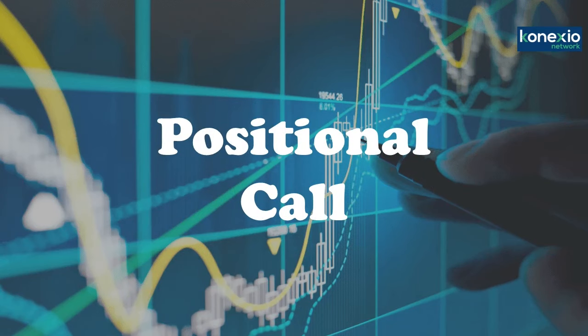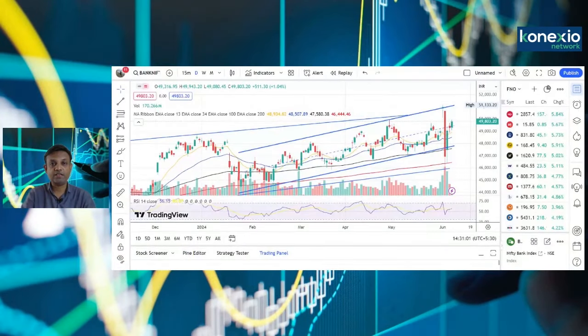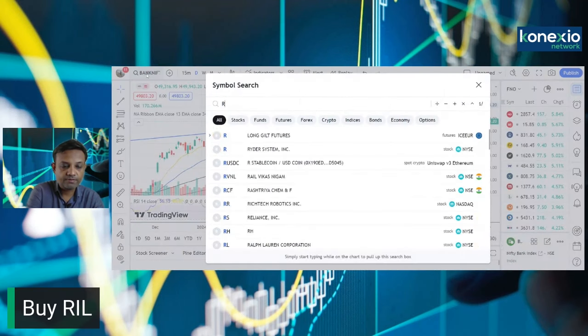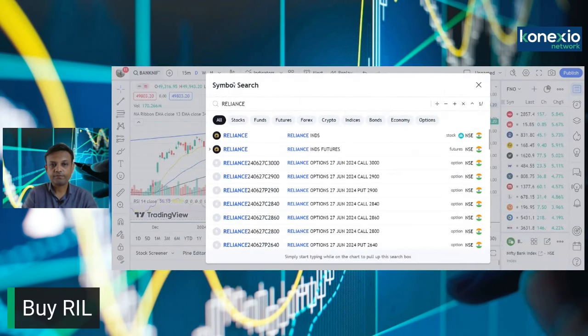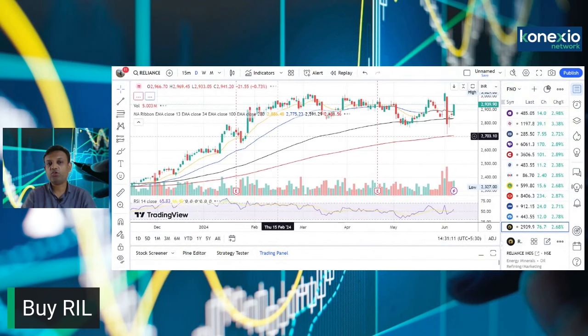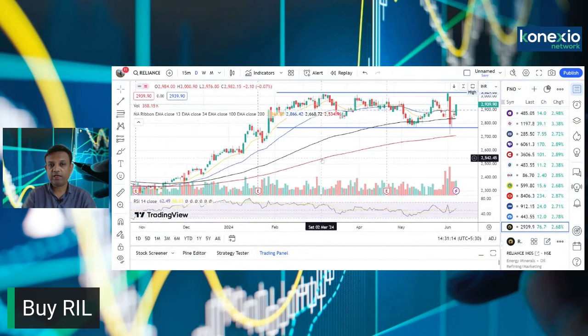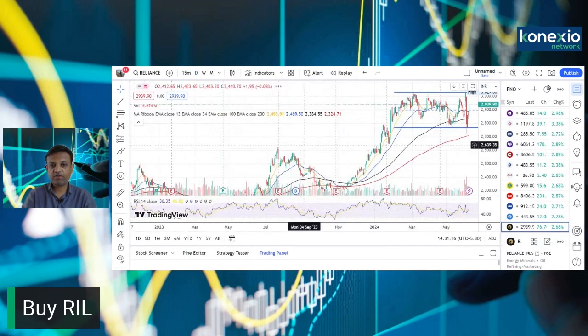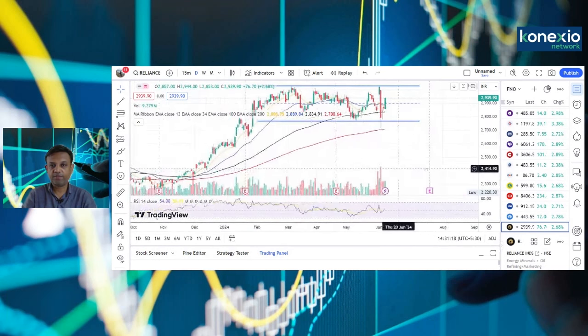So, friends, now let us go to the final segment of our show, which is positional call. I have identified one stock, which is the heavyweight of index. The name of the stock is Reliance Industries. Let me take you to the daily charts of the Reliance Industries. The stock has formed a flag pattern formation. The stock is yet to give a breakout. You can clearly see this is a flag formation in Reliance Industries.